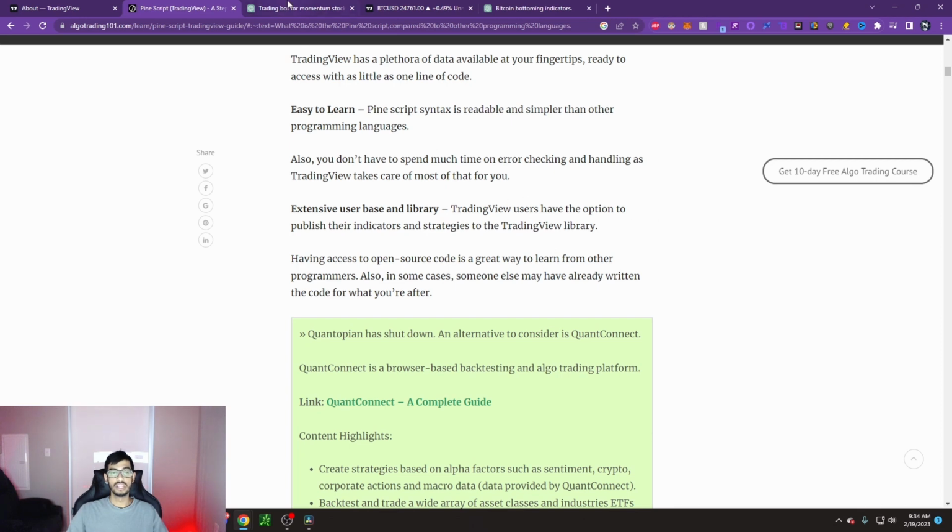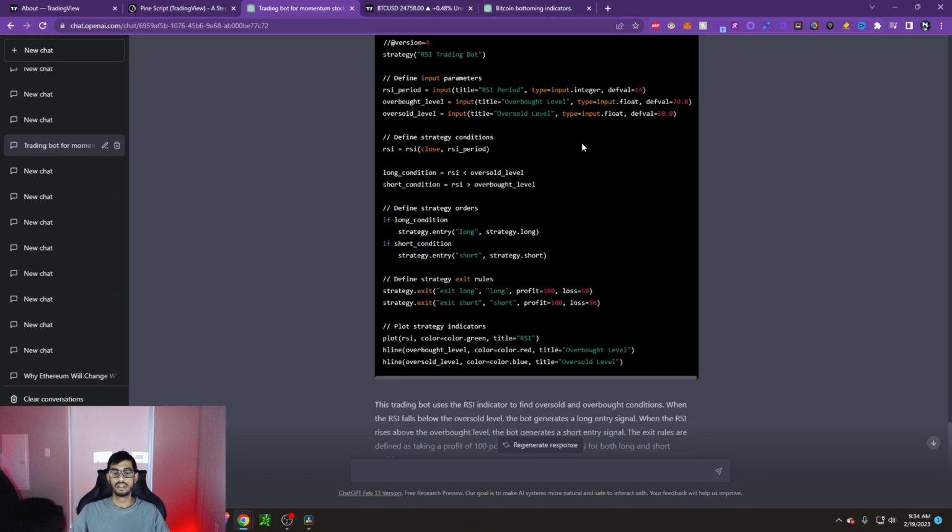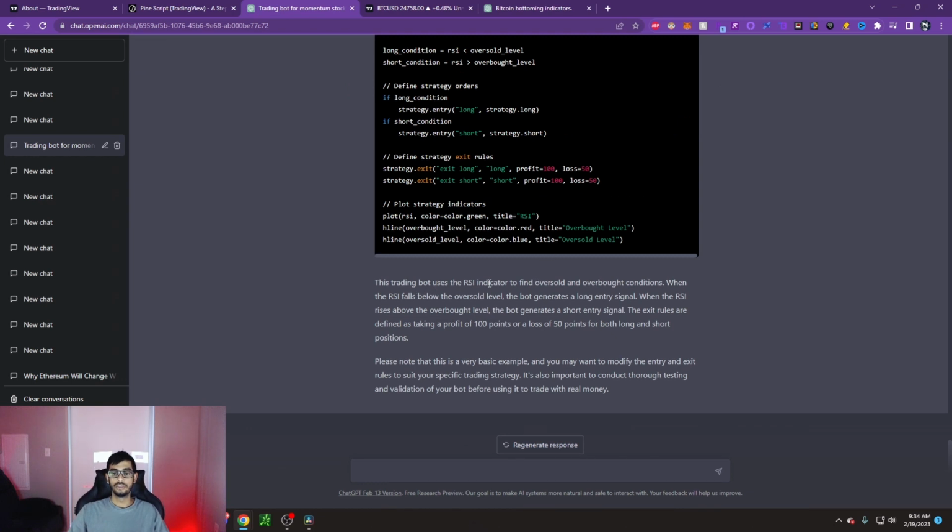So let's go to ChatGPT and let's have it write a trading bot for us. What I did is I wrote, write me a trading bot designed in PineScript using RSI to find good entries. It said, sure, here's an example of a trading bot in PineScript that uses the RSI indicator to find good entries. The trading bot uses that to find oversold and overbought conditions. When it falls below the oversold level, the bot generates a long entry signal and vice versa. And it defines taking profit at 100 points or a loss of 50 points for both long and short.